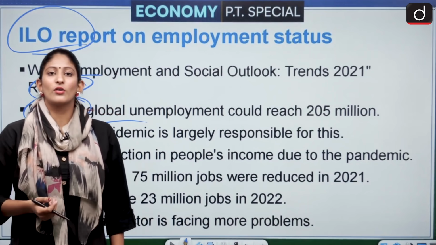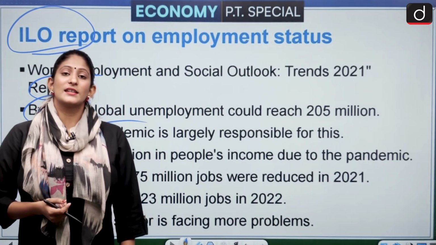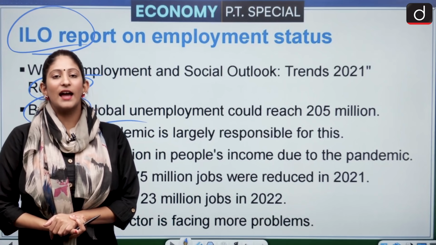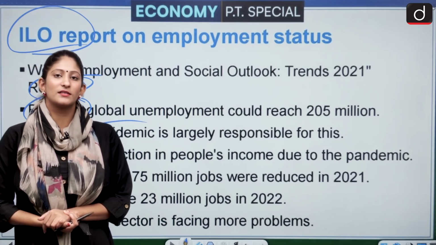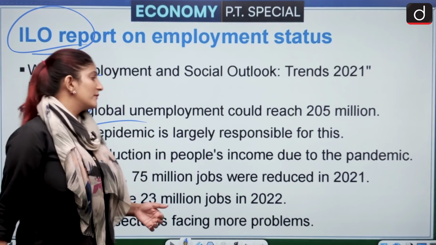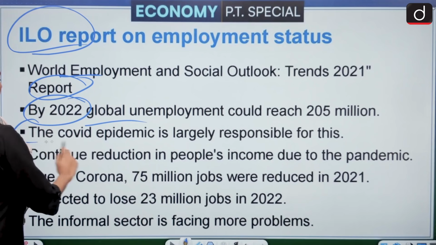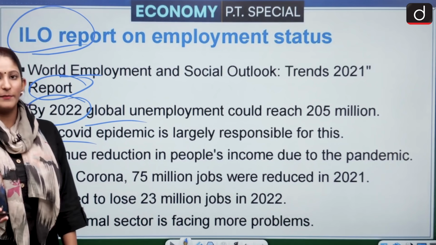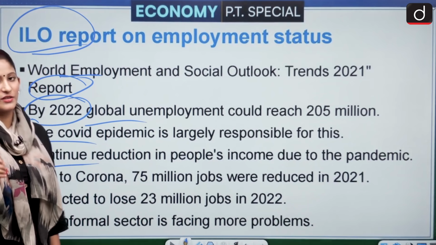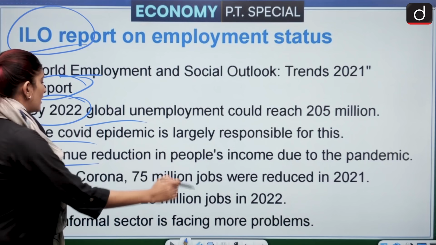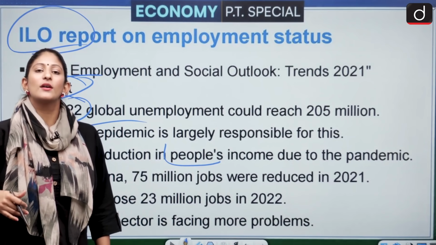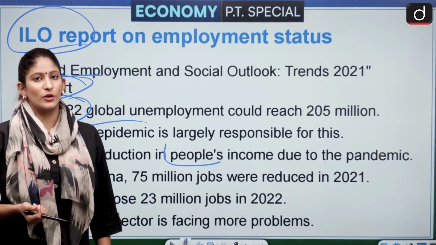India will be one of those countries because it has an industry of mostly unskilled workers, and a labor intensive sector is robust in India. So India is going to have problems related to unemployment. The COVID outbreak is the largest responsible factor, and continued reduction in people's income has been there due to the pandemic, because the wheels of the economy were not moving.